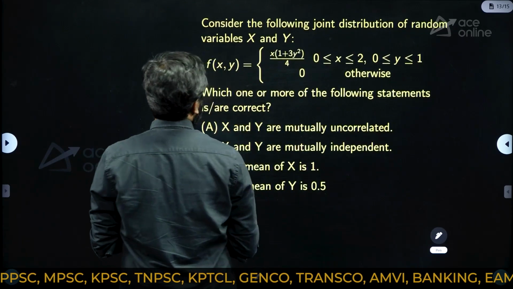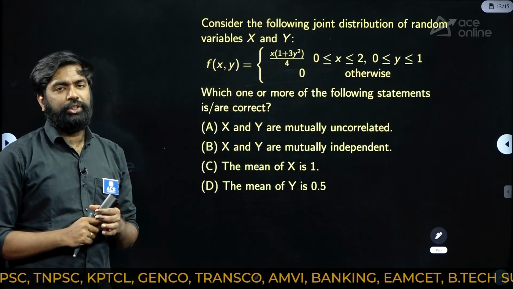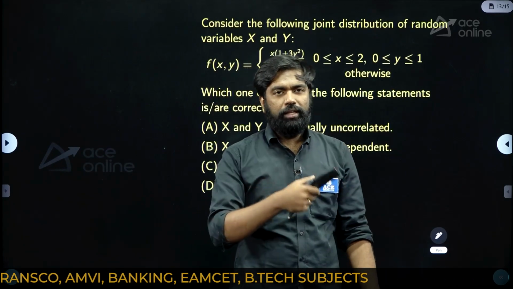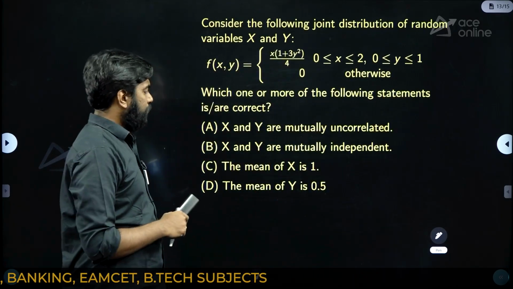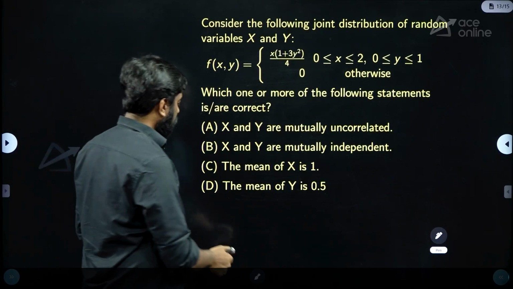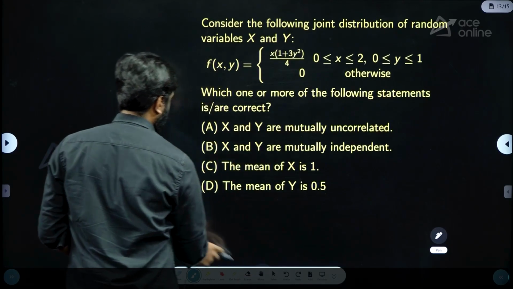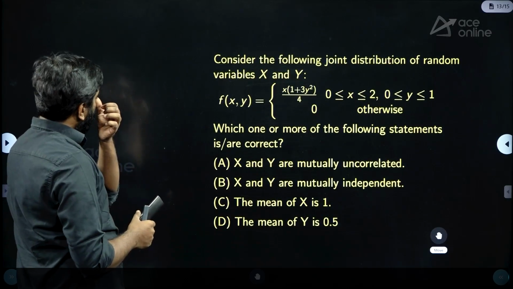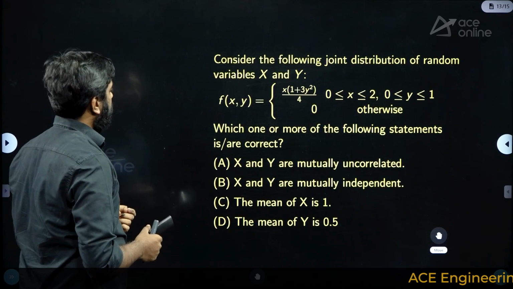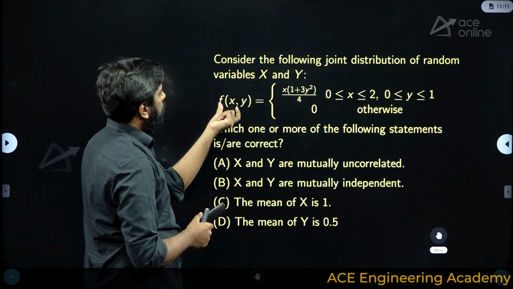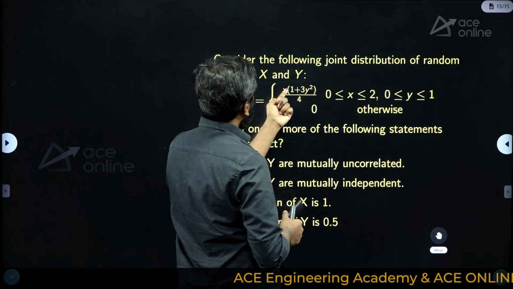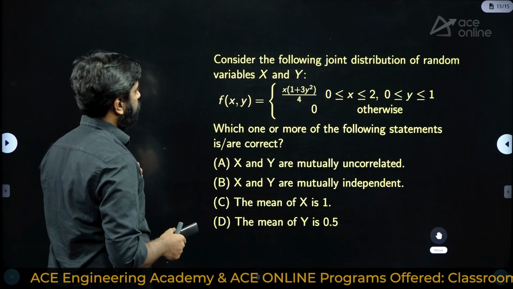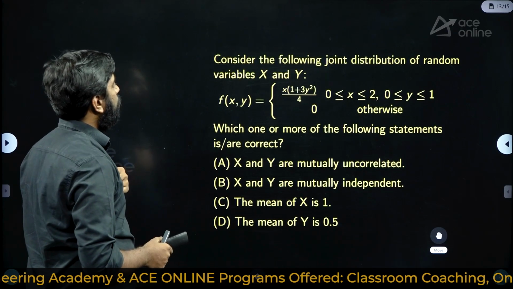This is a question which is based on joint distribution function. They have clearly mentioned joint distribution, and there is a question in the sample paper also. So let's see what this question is. Consider the following joint distribution of random variables x and y. The joint PDF is given as x into (1 plus 3y square) by 4, where x is from 0 to 2 and y is from 0 to 1.